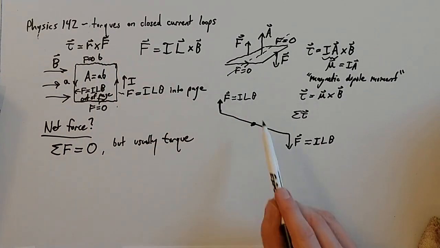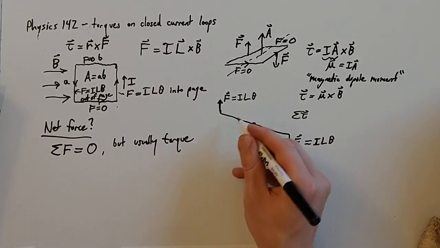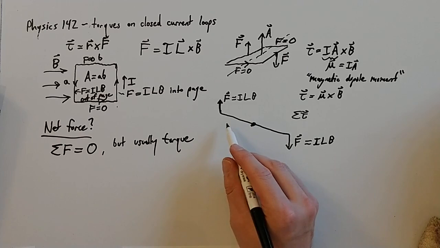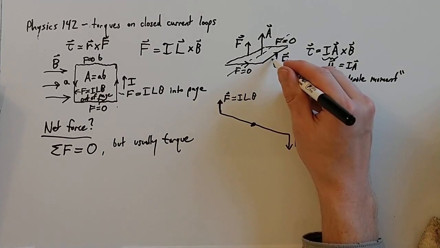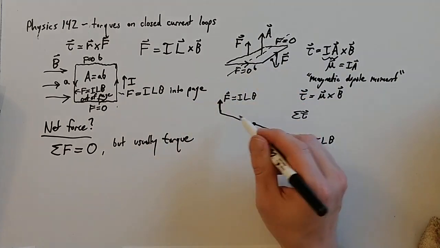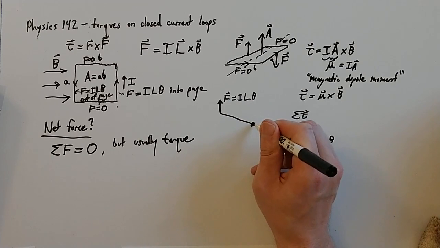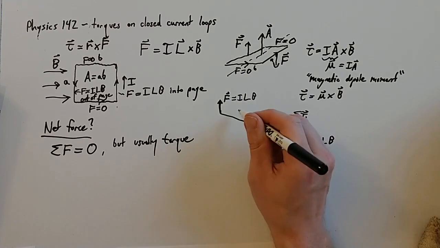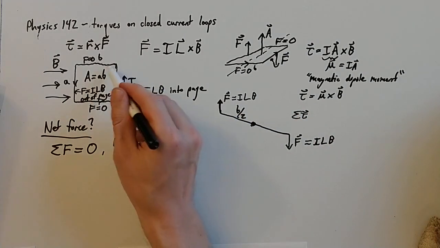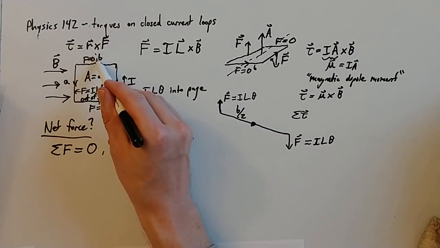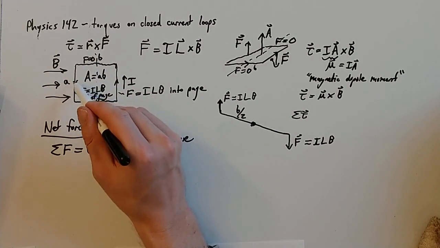R cross F, so that means we need to know R, the distance from the pivot point. So what is the distance from the pivot point? Well, on our rectangle here, we had side length A and side length B. So if this is side length B, that means that our radius, the distance from the pivot point to F, must be B over 2. That side length B, just half of a B. Here's our axis, the distance from the pivot to where the force is being applied.